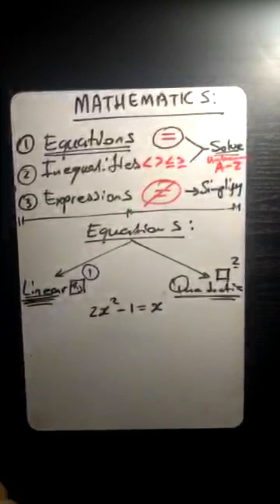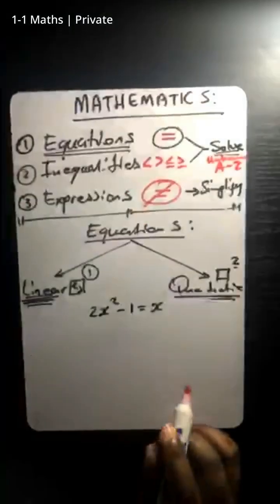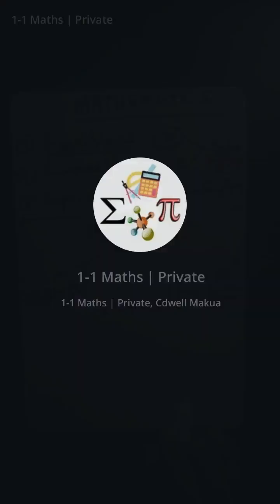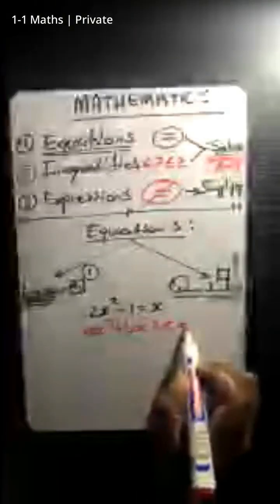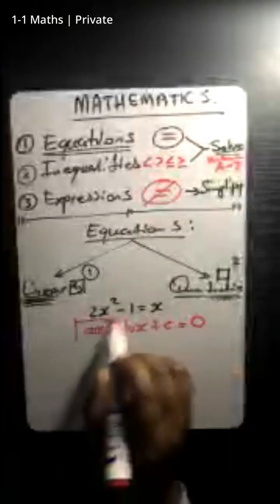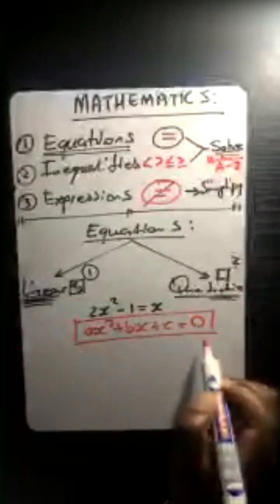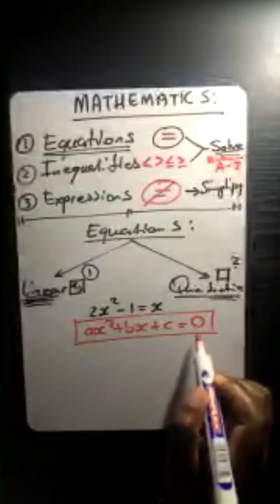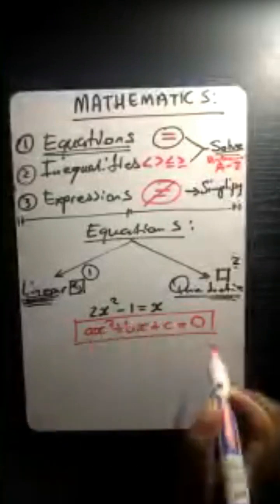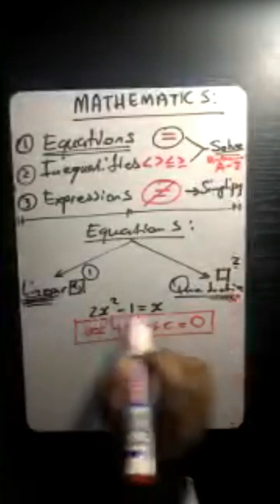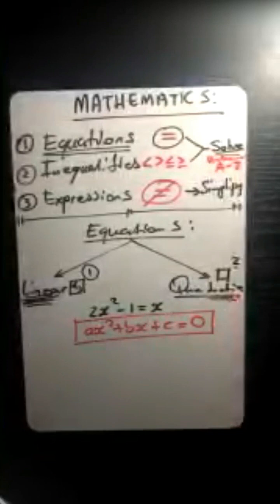In the standard form, ax squared plus bx plus c, everything must be equated to 0. This is the standard form. So if it's not in this format, you need to rewrite it in this format. The question now is, this one, is it in the standard form? Yes or no?